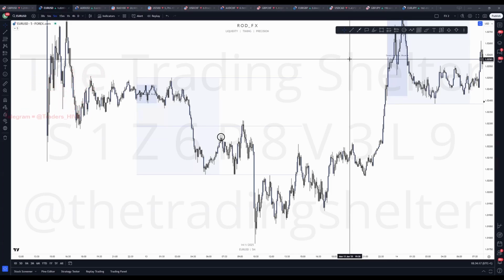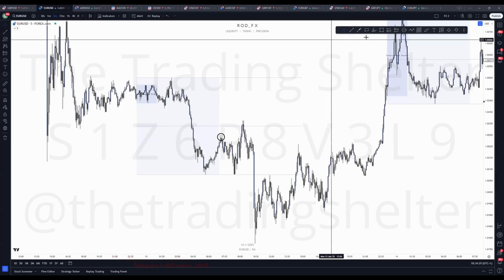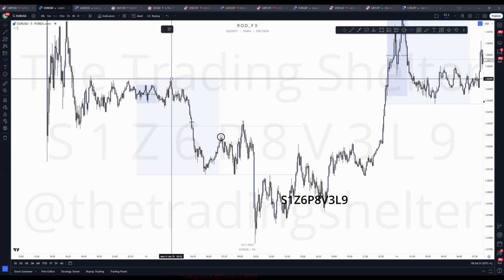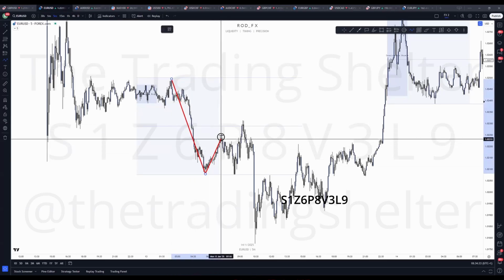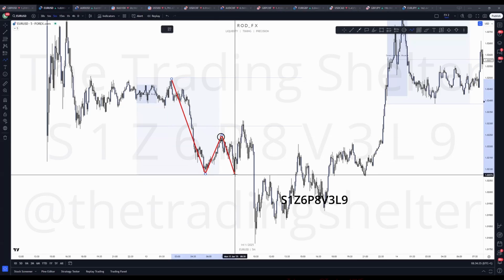Goes inside of structural leg. Doesn't make a new low. Veselin 47 has the correct answer. So this is an internal structure because it fails to make an actual new low.